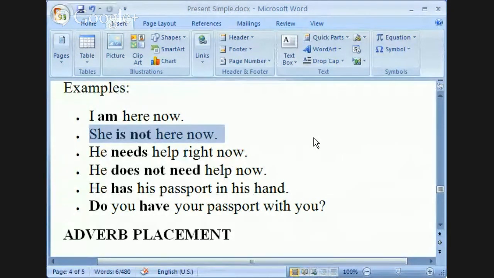Sometimes being, he is being crazy. Okay. In that case, I can use it. I'm using present continuous. He is being crazy. Sometimes I can use it in a continuous form. Sometimes I can't.